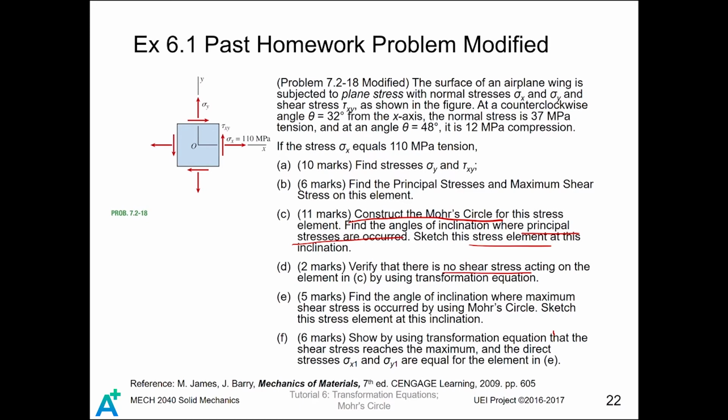Then, find the angle of inclination where the maximum shear stress occurs by using the Mohr circle. Sketch the stress element at this inclination. Besides, you are also going to show by using the transformation equation that the shear stress reaches the maximum and the direct stresses sigma x1 and sigma y1 are equal for the element in part E. So there are a lot of parts, so let's try to solve them one by one.